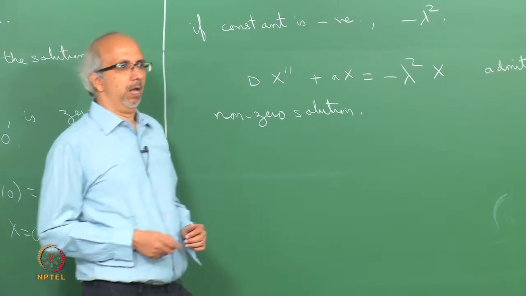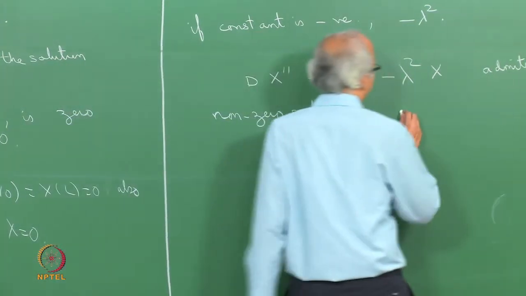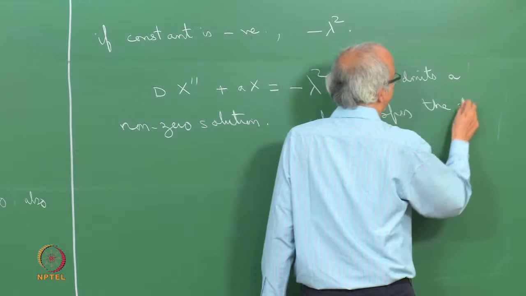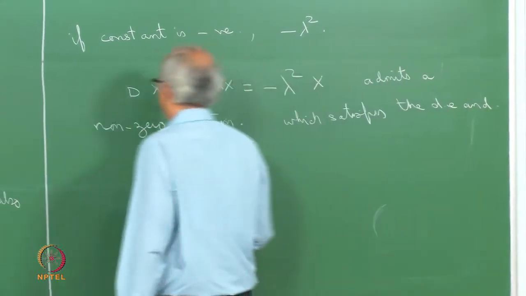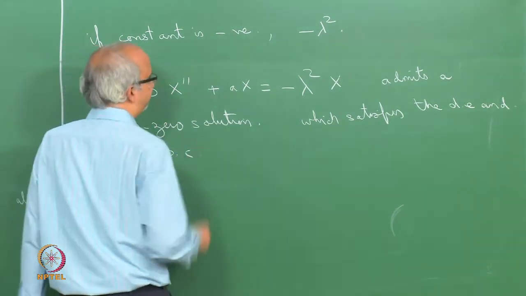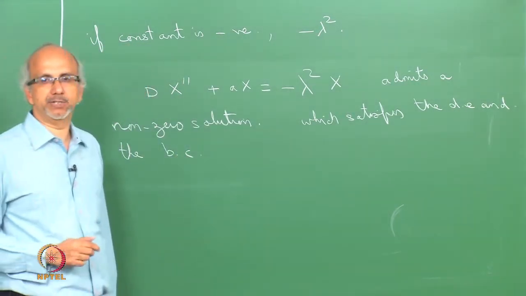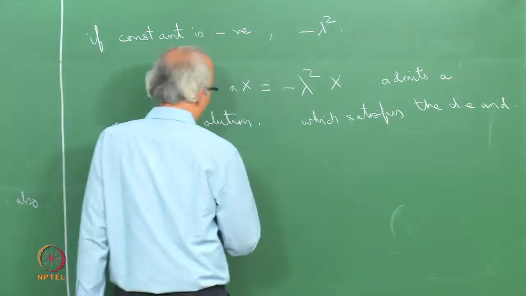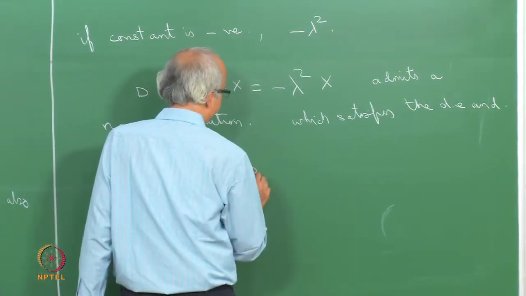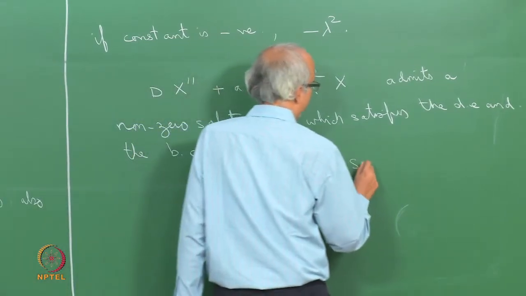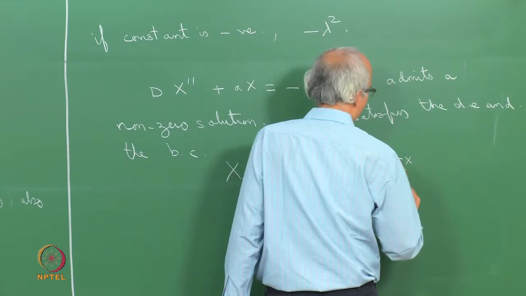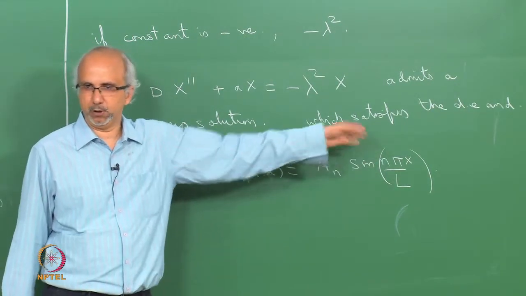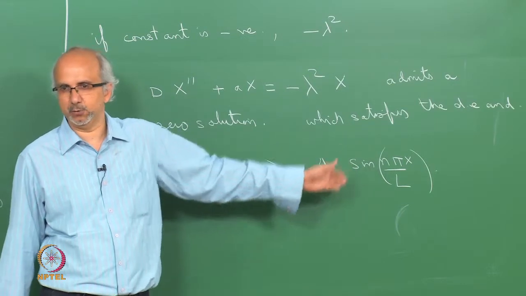Okay? Now, which satisfies both the differential equation and the boundary condition. So what is the non-zero solution which will satisfy the differential equation and the boundary condition? I am going to claim, and this is something which you people have done whenever you have done the separation of variables, for example, sine n pi x by L. In fact, you will have sine as well as cosine, but because of the boundary conditions, you can prove that the cosine term doesn't exist, only the sine term exists.